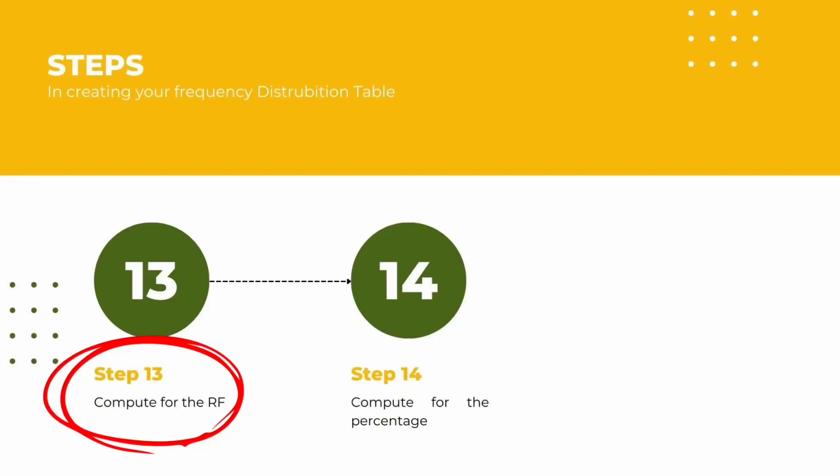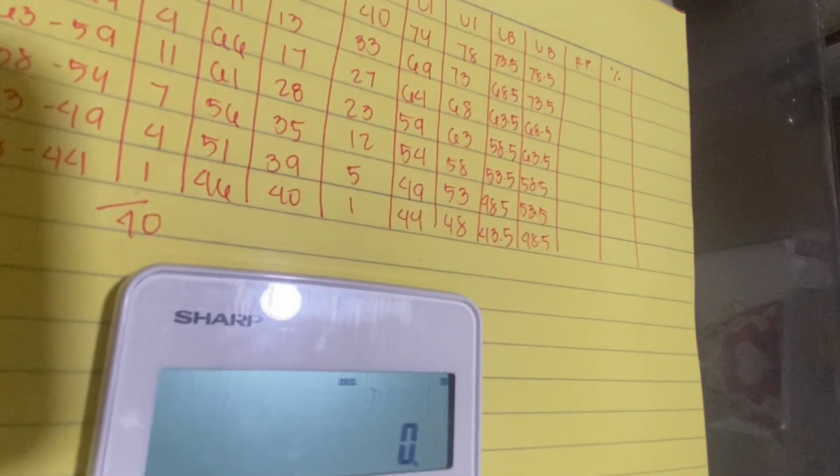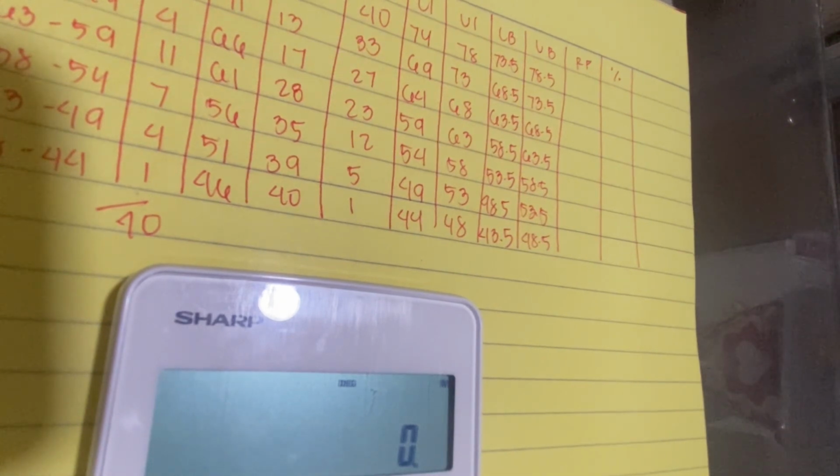For our step number 13, we have to compute our relative frequency. To compute this, we just have to divide the frequency of the class by the total number of the class.